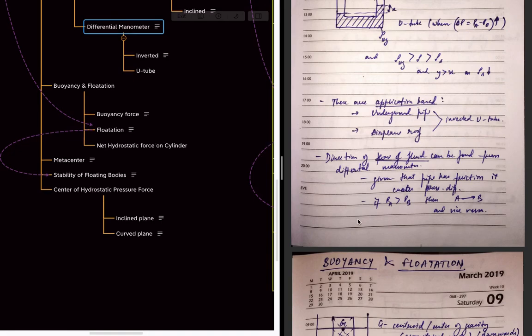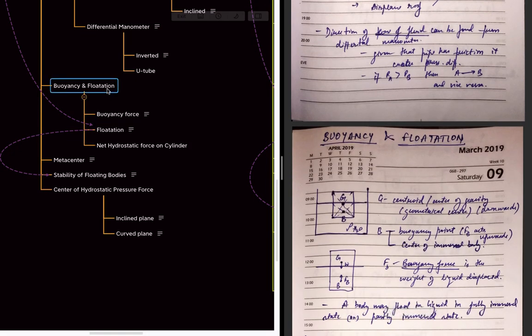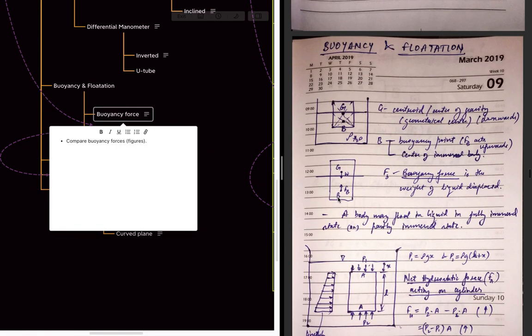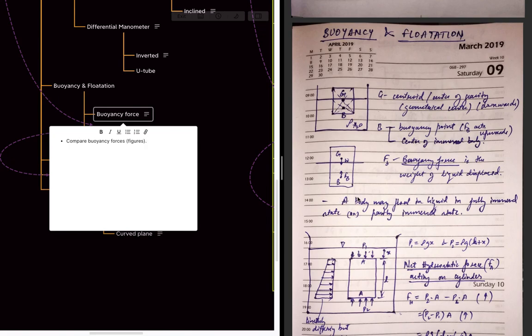And the next topic is buoyancy and flotation. So what is buoyancy force? Buoyancy force is basically the weight of the displaced liquid. So if we immerse an object like this, the buoyancy force is basically the weight of the displaced fluid, meaning the amount of weight displaced due to the area occupied. That is called buoyancy force.